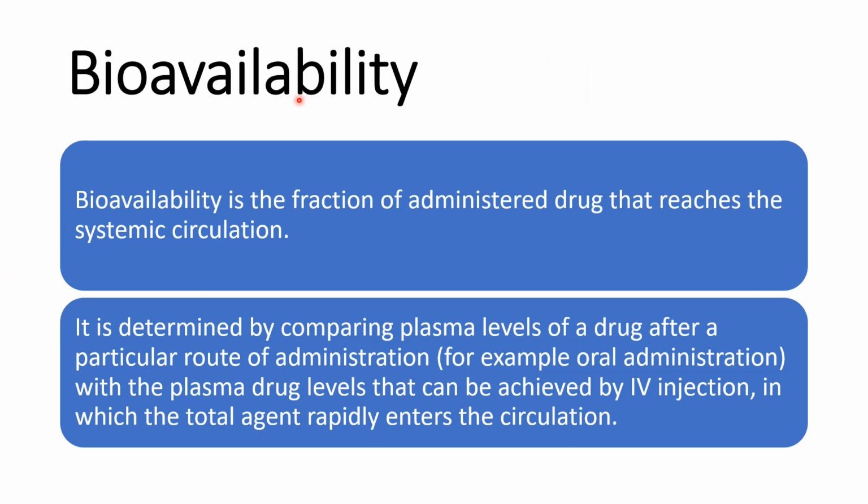Bioavailability is an important term that means how much the drug is biologically available in the systemic circulation, or the fraction of administered drug that reaches the systemic circulation. It is determined by comparing the plasma level of a drug after a particular route of administration with the plasma level of the drug after intravenous administration. In intravenous administration, a drug directly enters the circulation, while in other routes of administration, a drug has to enter the circulation after passing through many mechanisms. So bioavailability is basically the comparison of these two drug levels.